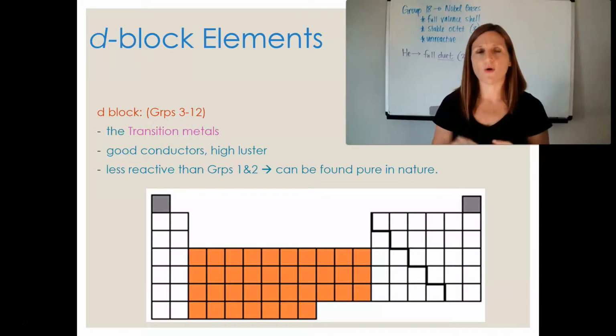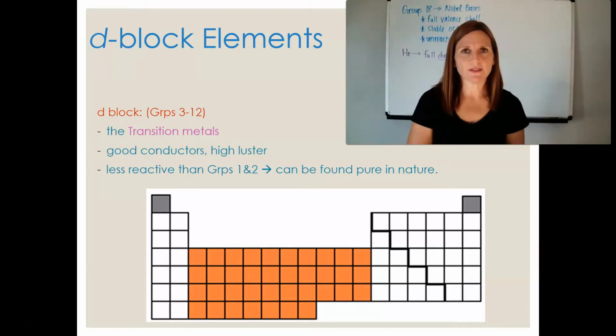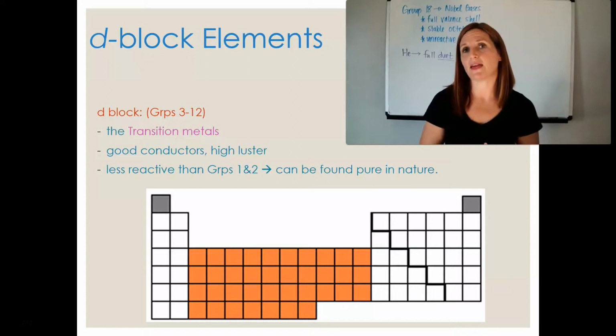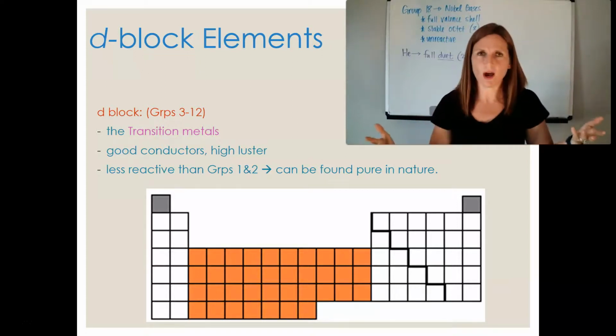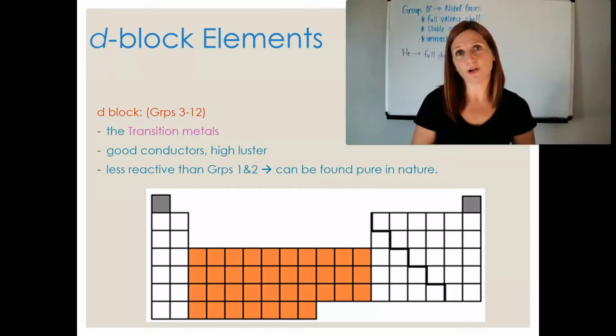You're going to see things like gold and silver and platinum in here, all things that we use in jewelry making. They are less reactive than groups 1 and 2, and because of that, they can be found pure in nature, which of course you know, because of the gold rush, right? So we know that you can find gold pure in nature.